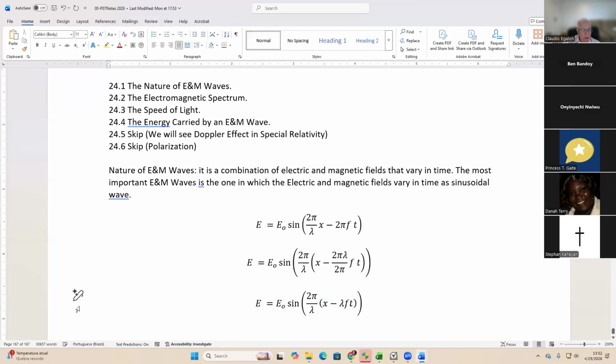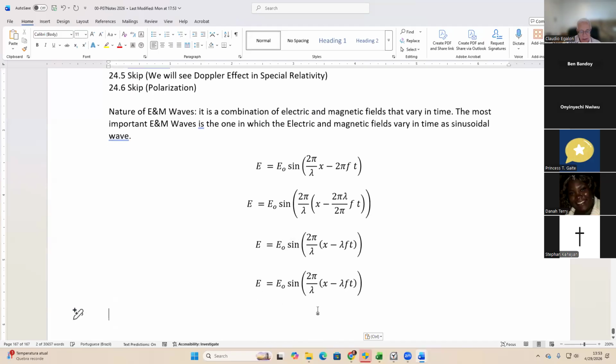And lambda f is what? It is the velocity of the wave. Remember that? That's the equation of a plane wave. The sine wave is called a planar wave. This is the expression of a planar wave.